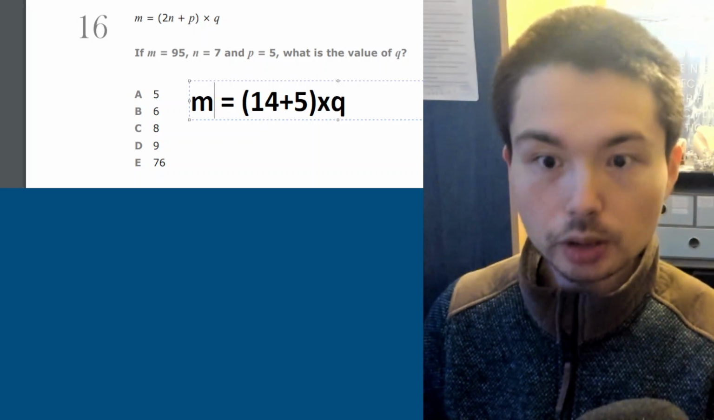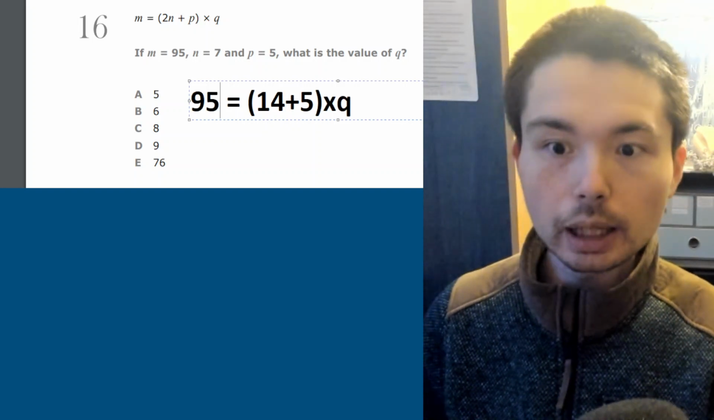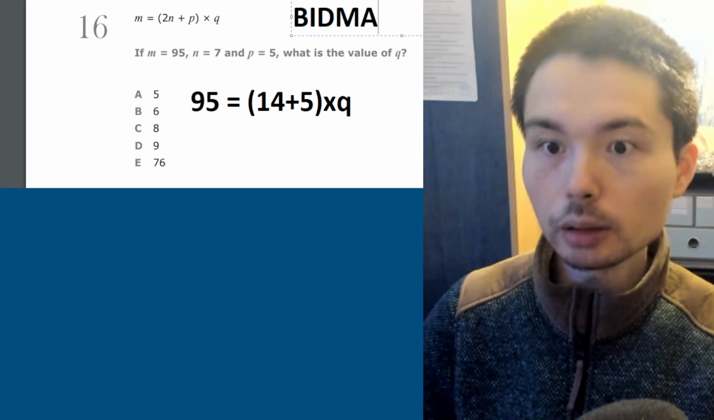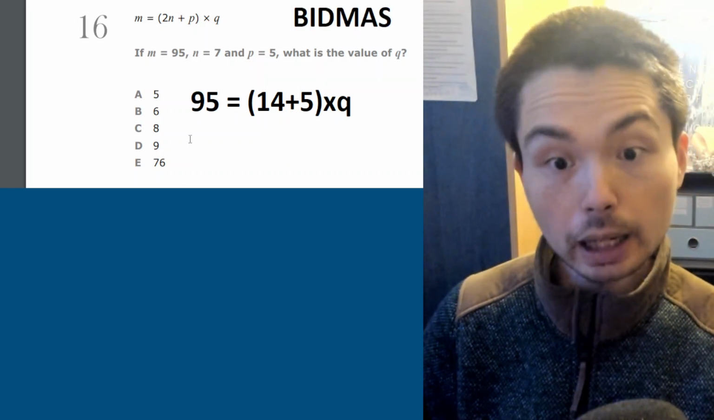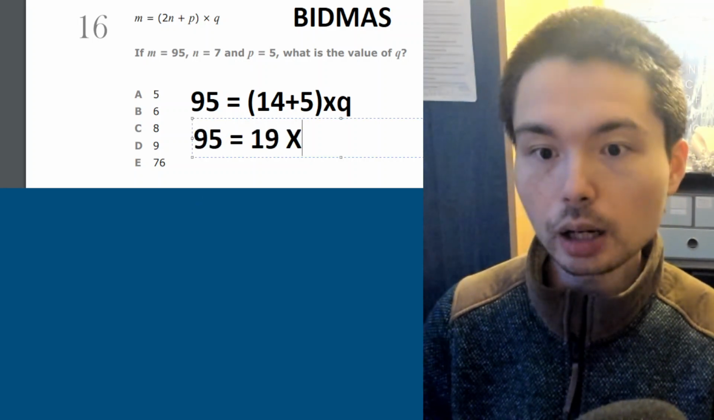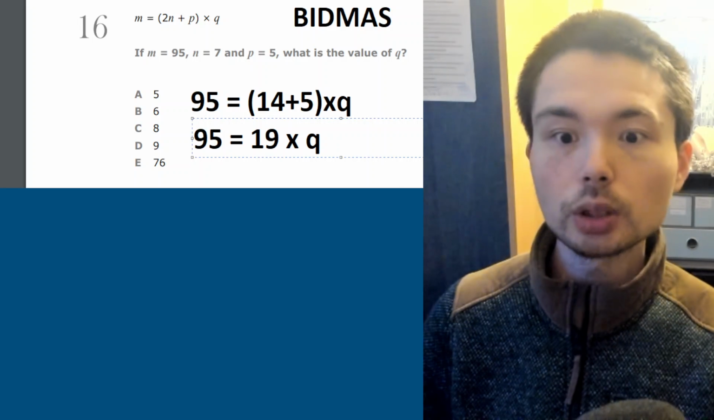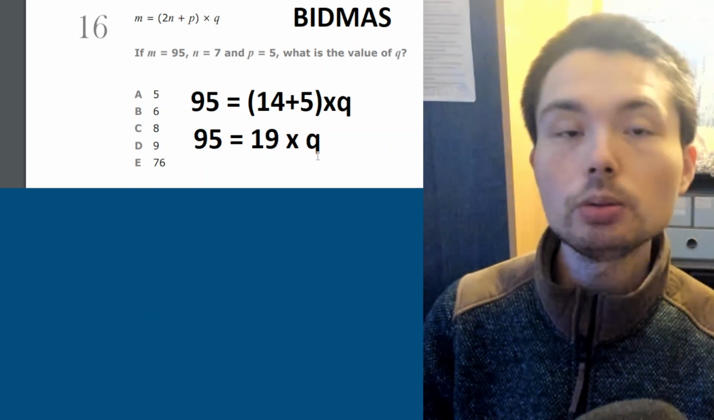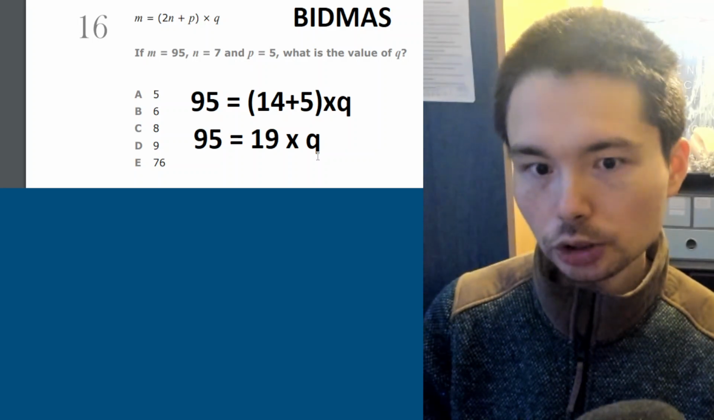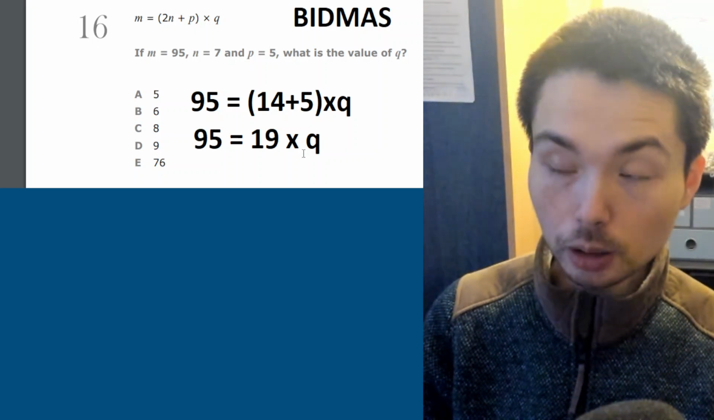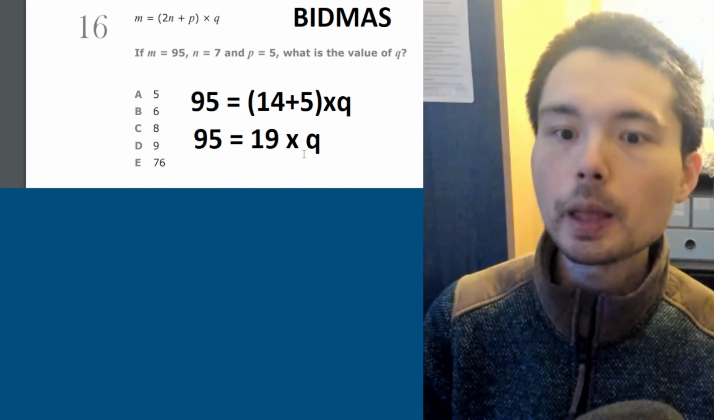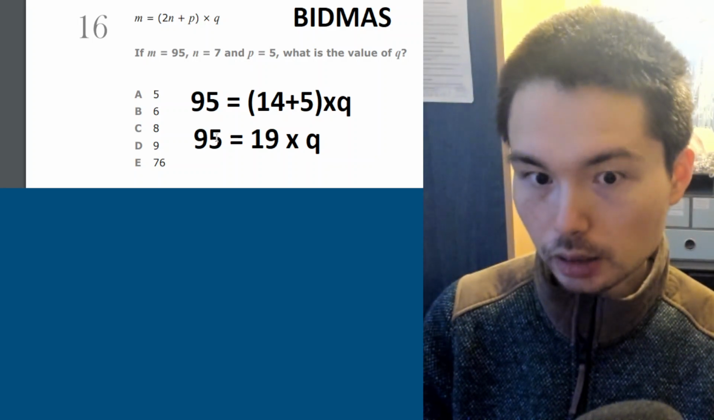M is 95. Now we work it out. We know BIDMAS, which just tells you the order in which you do things. Work out that bracket now. 95 is equal to 19 times Q. So then, in order to work out Q, we must do the opposite. Really, this question is telling you 19 times what equals 95.